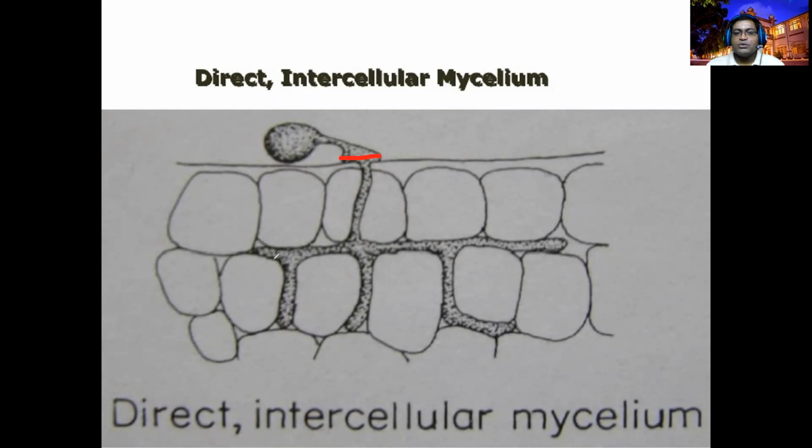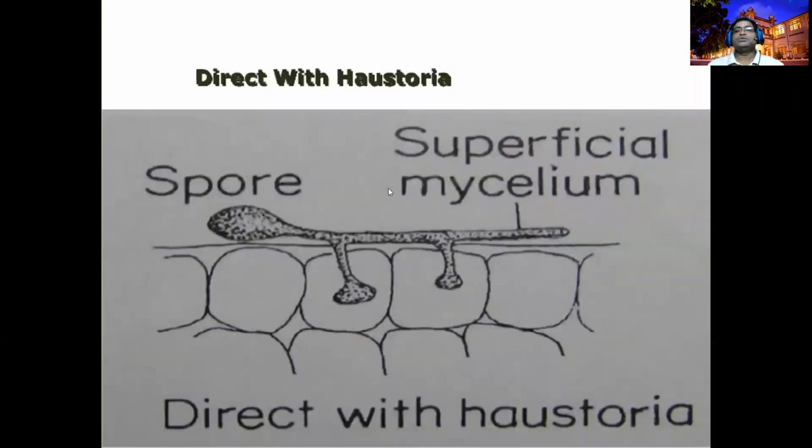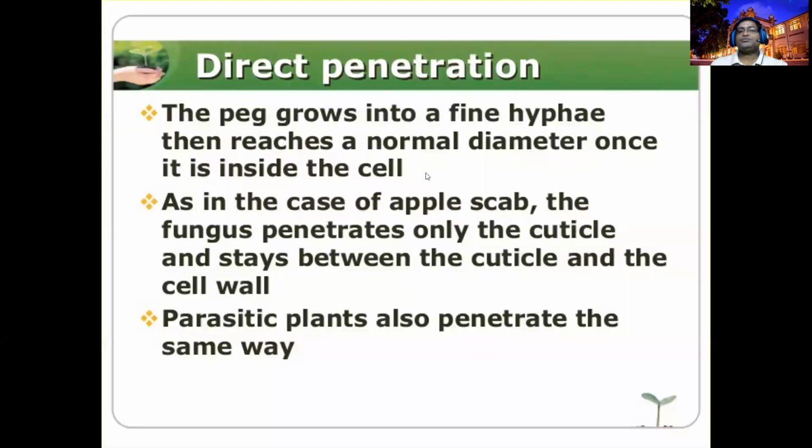At the end they can produce a structure we call a haustorium to draw the nutrition. So don't forget, this is an appressorium. This is the haustorium. This is intercellular mycelium, then intracellular mycelium. In this way, they can go in and draw the nutrition.